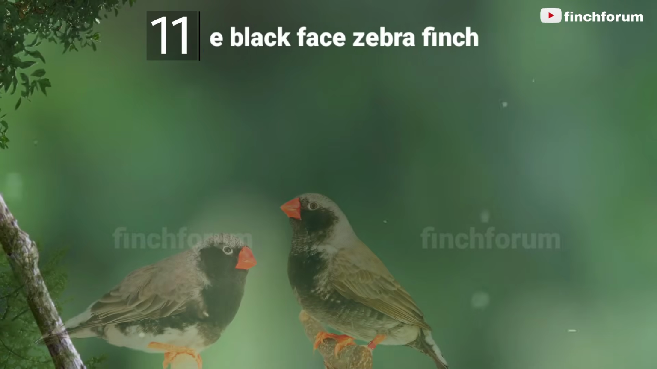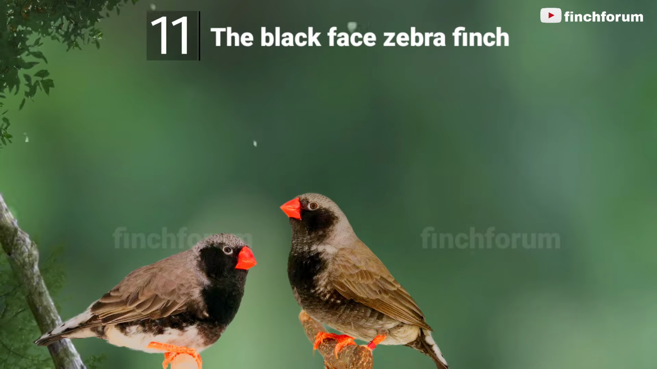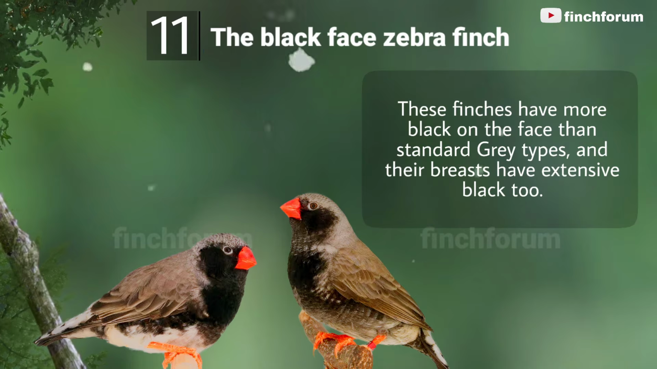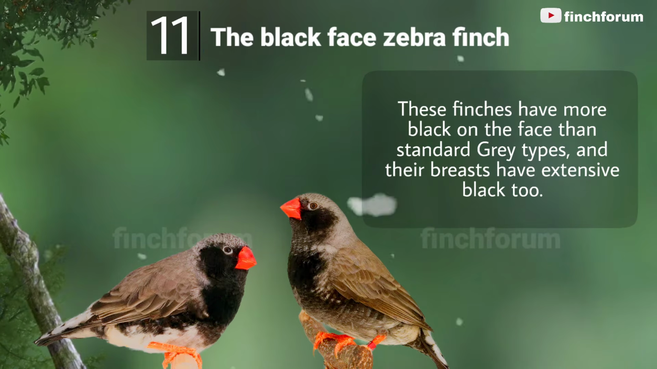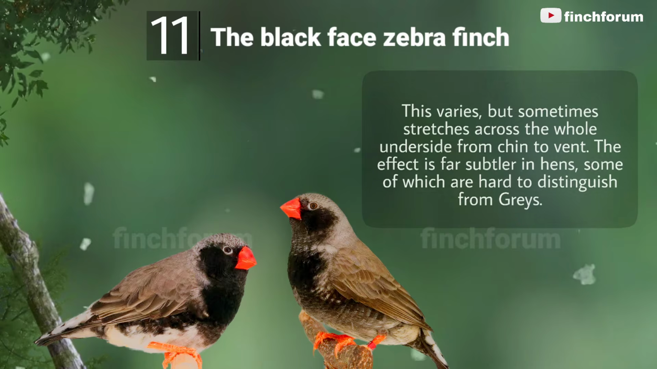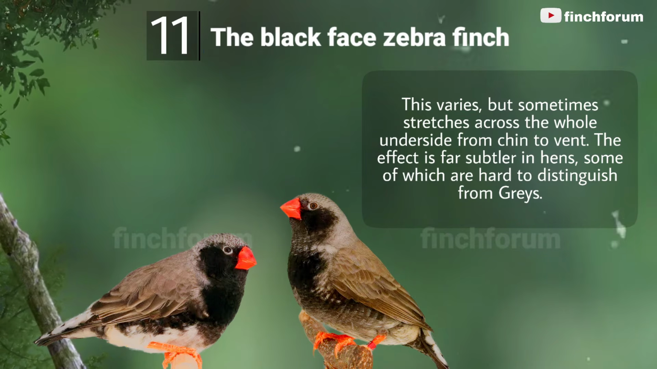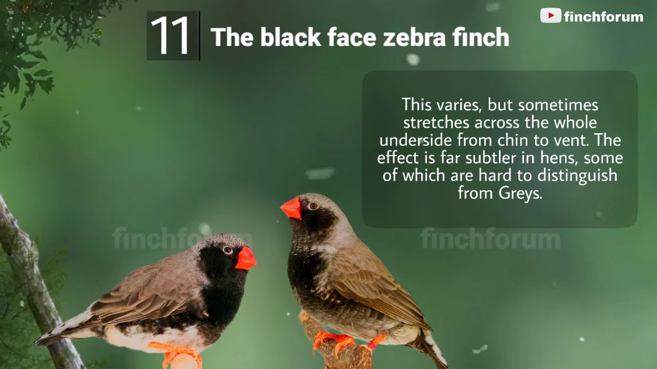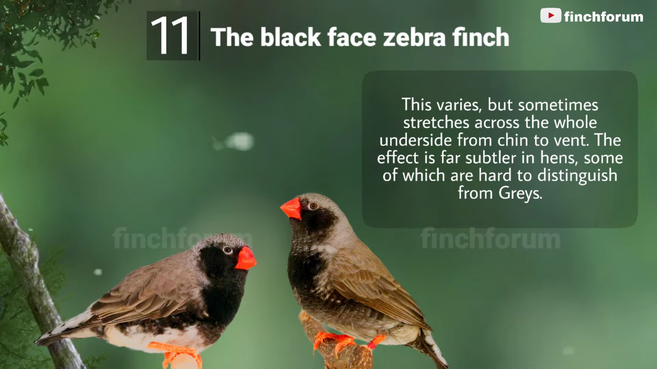Number 11. The black-faced zebra finch. These finches have more black on the face than standard gray types, and their breasts have extensive black too. This varies, but sometimes stretches across the whole underside from chin to vent. The effect is far subtler in hens, some of which are hard to distinguish from grays.